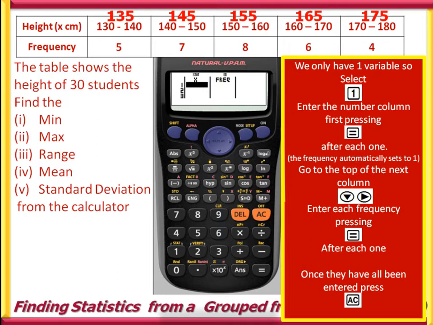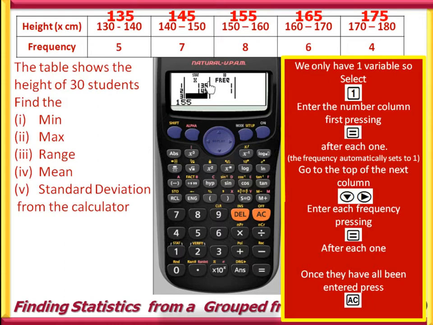So remember, we need to input our x values, pressing equals after each one. Then we use our arrow buttons to get over to the frequency column. We input our frequencies, again pressing equals after each one. And when we're completely finished, we press the AC button, which is here.